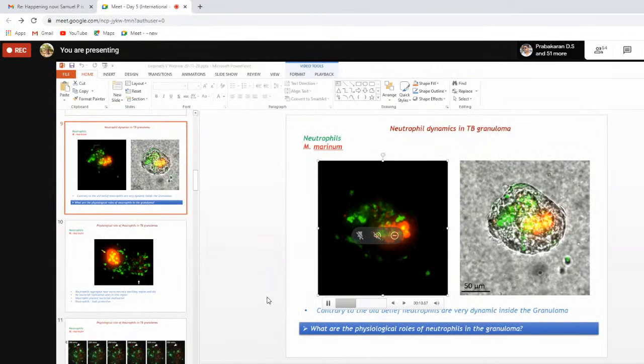So this is the first time anyone has seen live action of neutrophils in the granuloma, and you can appreciate from this movie the dynamic nature of neutrophils, which is contrary to the old belief that they are very static in nature. And the next question is, what are the physiological roles of neutrophils in the granuloma? Next slide, sir.